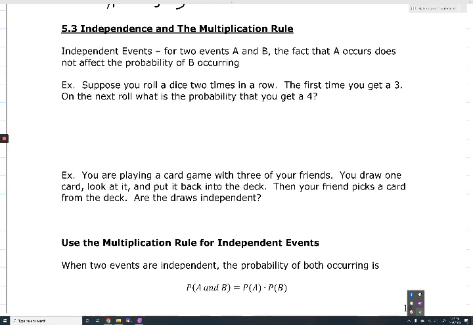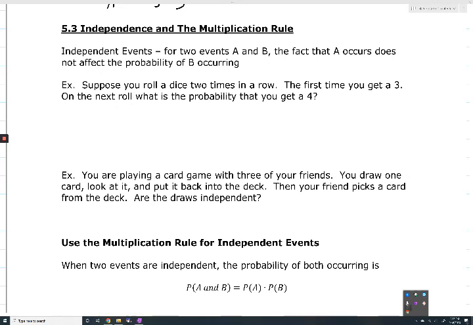Doing homework and getting a good grade on a test, those are dependent events. Doing more homework is going to impact, hopefully positively, your test grade. So those are the two different types of things. Independence means the two events don't impact each other. And then we're going to be talking about the multiplication rule.